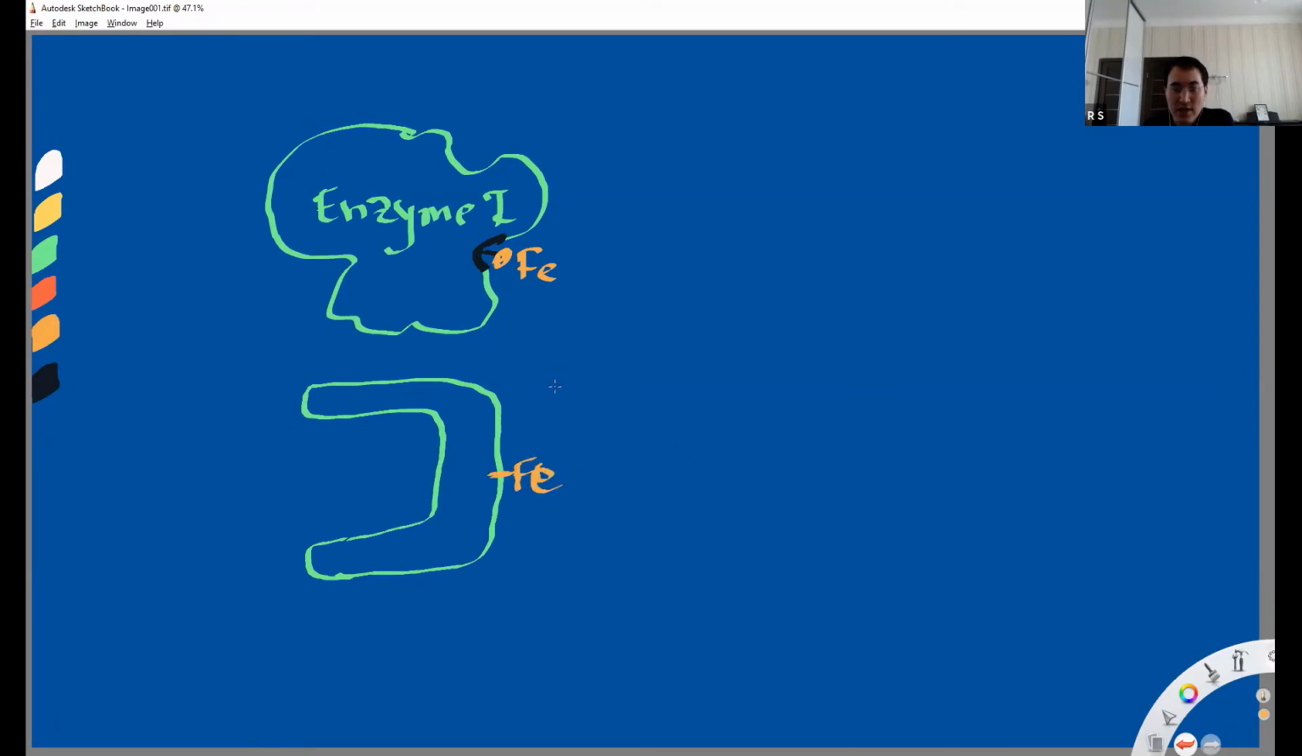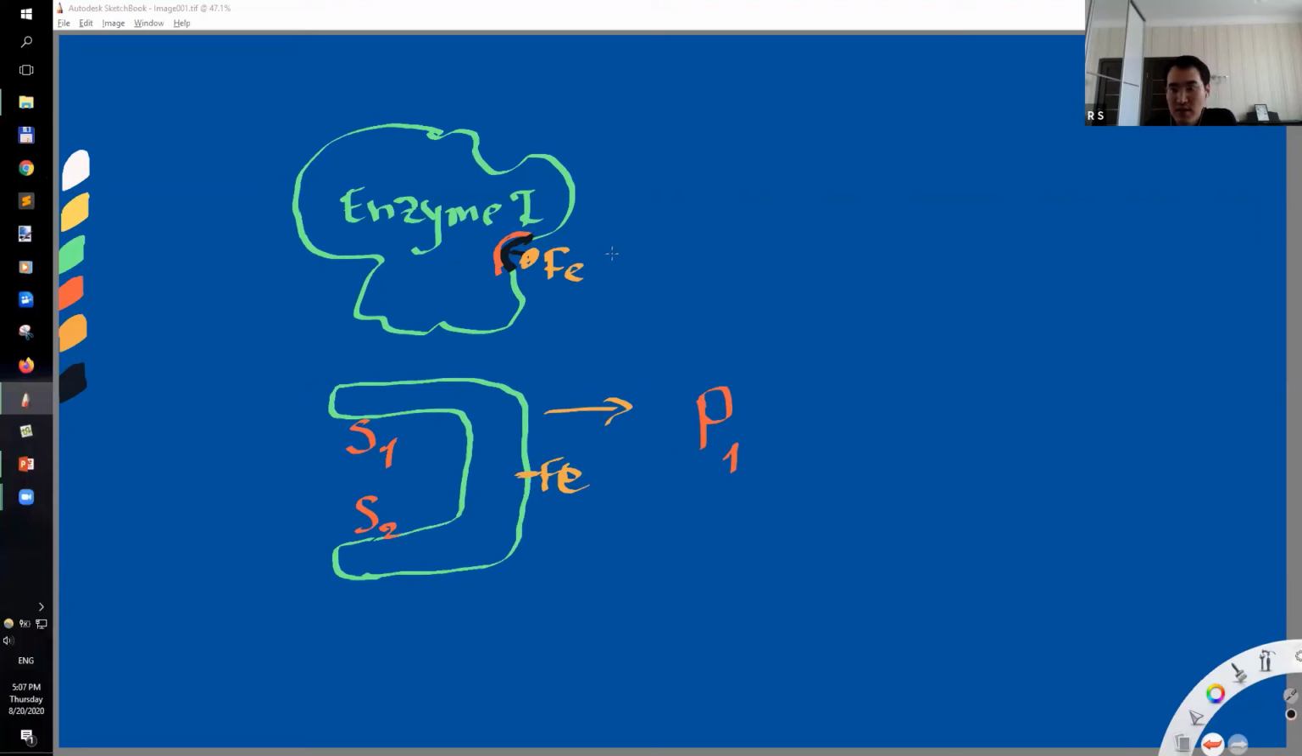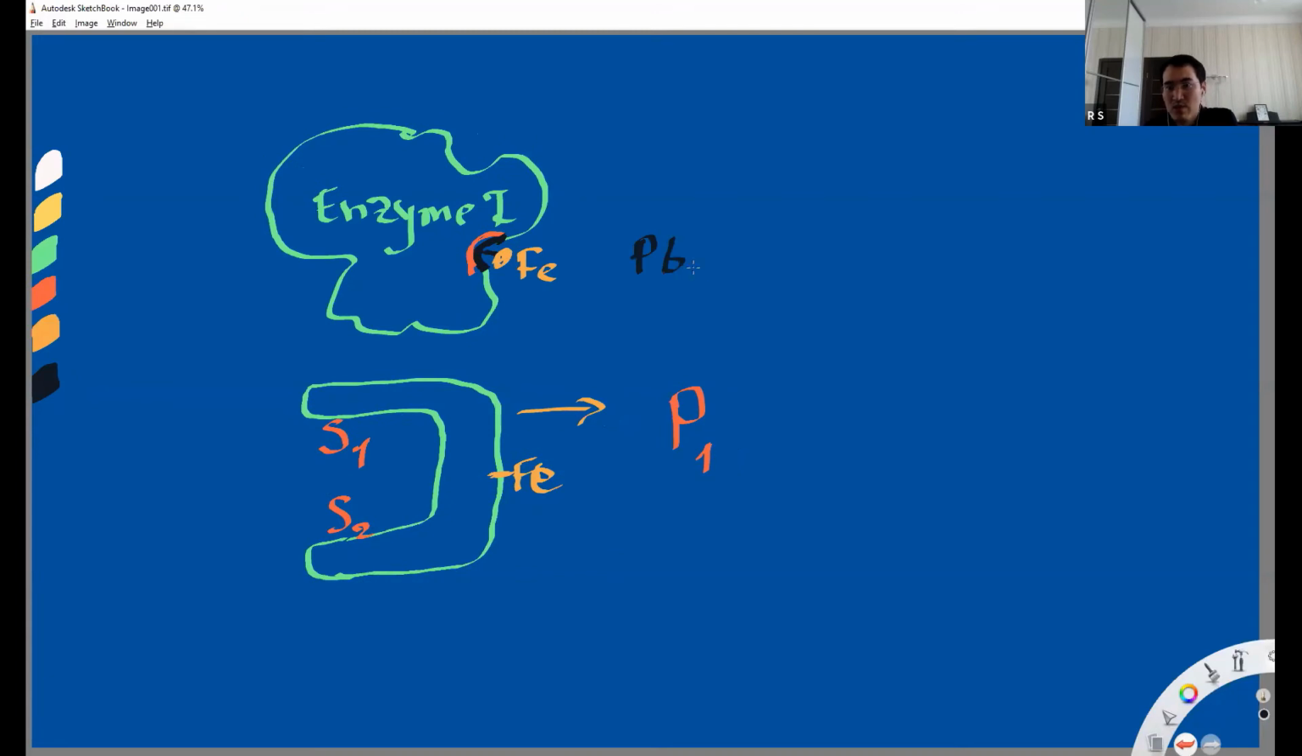Okay, and from now it can accept the substrates 1 and substrate 2, and produce a product of the first enzyme. So the thing is, this place has a very high affinity to ferrum, but it can also accept something else. Let's say something like lead or plumbum.